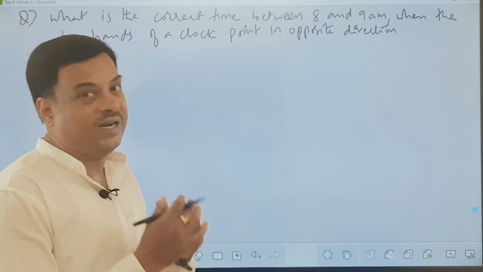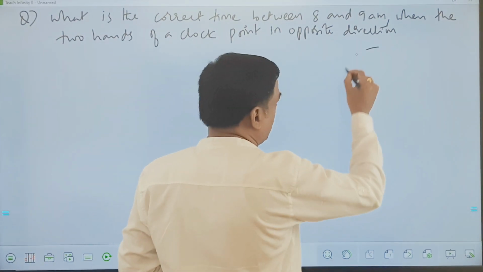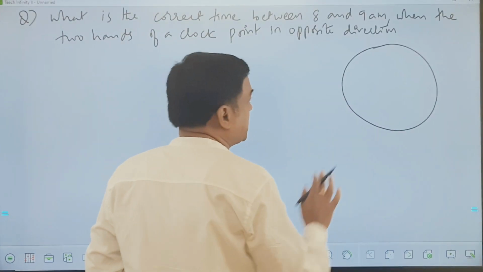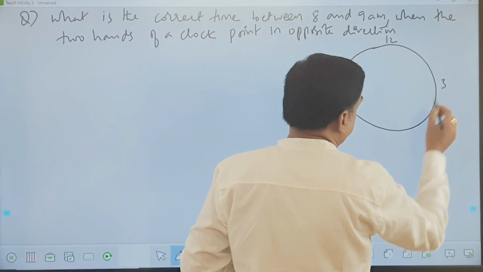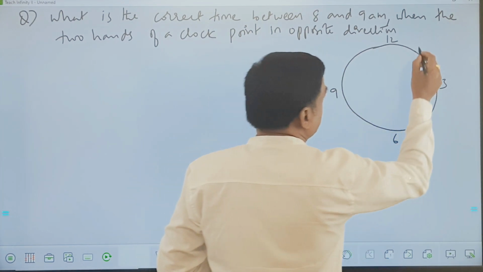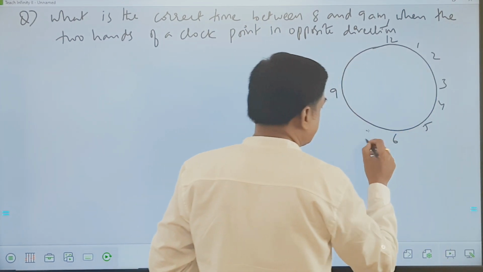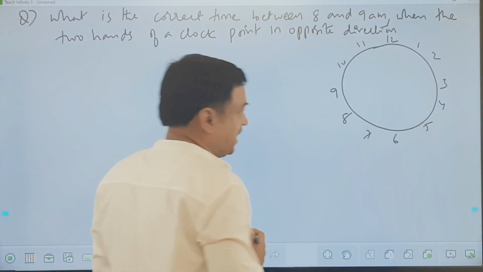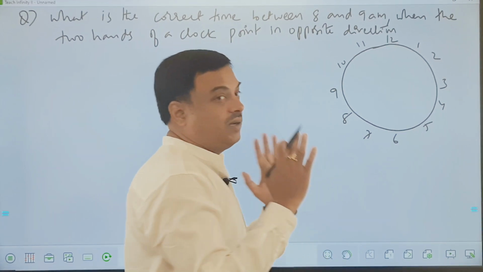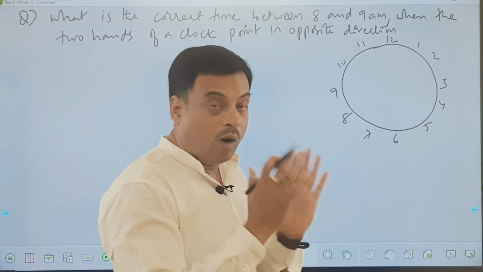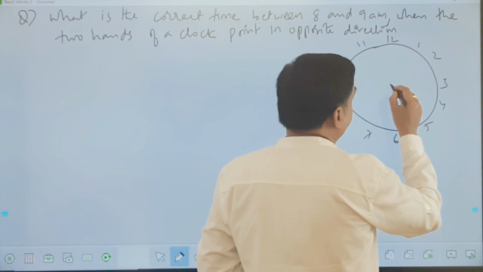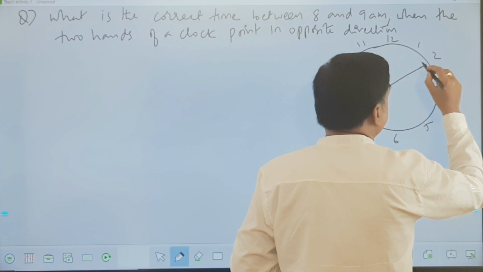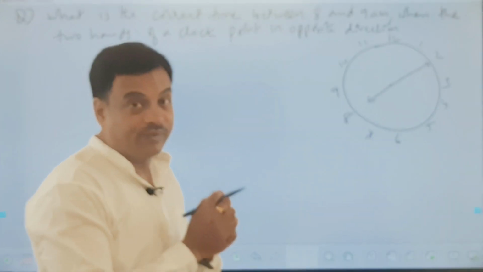So what is our normal expectation? If you see this clock, 12, 3, 6, 9, and this is 1, 2, 4, 5, 7 and 8, 10 and 11. And he said between 8 and 9. Between 8 and 9, that means 8 past some value, opposite direction. So normally what people expect, the hours hand will be at 8 and the minutes hand will be at 10. But is it a right thing?